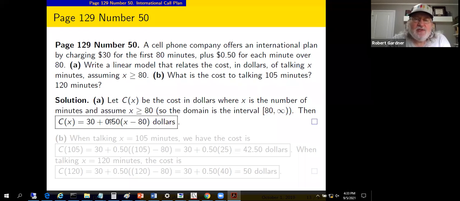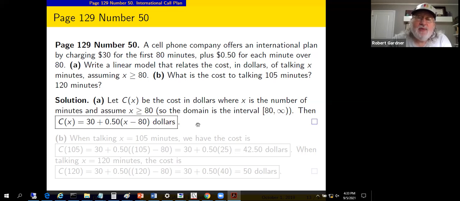And then there's 50 cents for each minute over 80. Well, we're letting x be the number of minutes. The only thing that's affected by the 50 cents per minute is the number of minutes x is greater than 80. So we need to take x minus 80. That's the number of minutes over 80. And that's what's affected by this 50 cents per minute charge. Producing the cost function, $30 plus $0.5 times x minus 80.